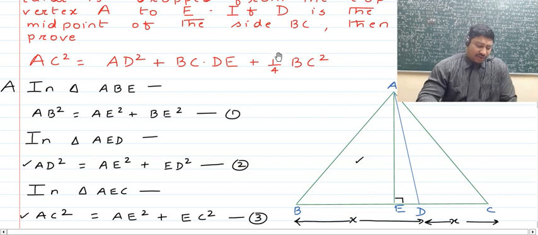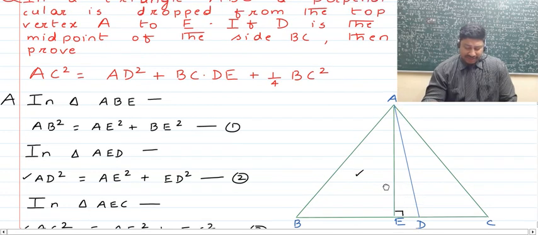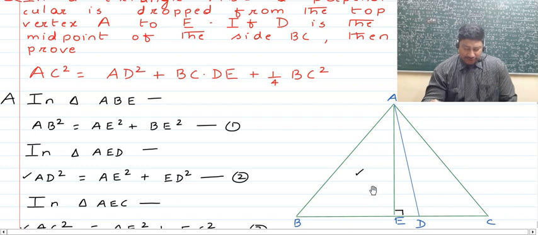So here now further we've been told that we have to prove AC square is equal to AD square plus BC dot DE plus 1 by 4 BC square. As such, now here what we do is we talk about 3 right angle triangles that we have and apply Pythagoras theorem for it.